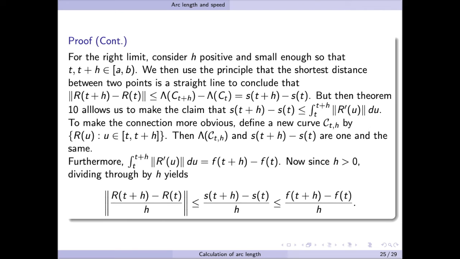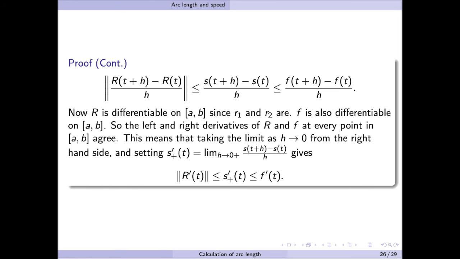Also, since h is positive, we can divide through by h without having to reverse any of the inequality signs, and this gives us that the norm of (r(t+h) − r(t))/h is less than or equal to (s(t+h) − s(t))/h, which in turn is less than or equal to (f(t+h) − f(t))/h.